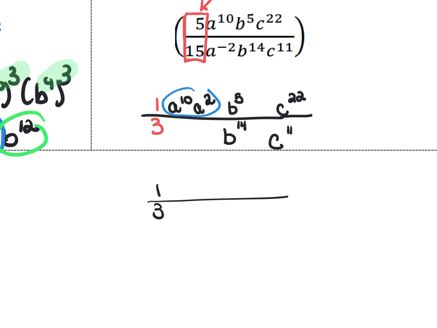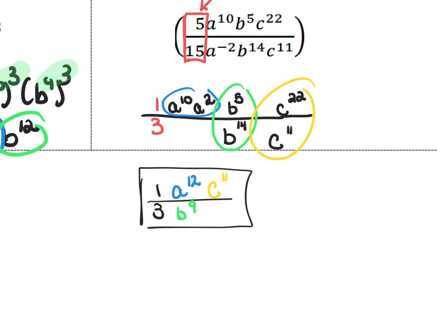Right here, that makes a to the 12th. Right here, these greens, there's more b's on bottom. You can subtract them, or you can say there are 9 more b's on bottom. And then these two, there's more c's on top. There's 11 more on top. And then you're just going to box this because this is your final answer.